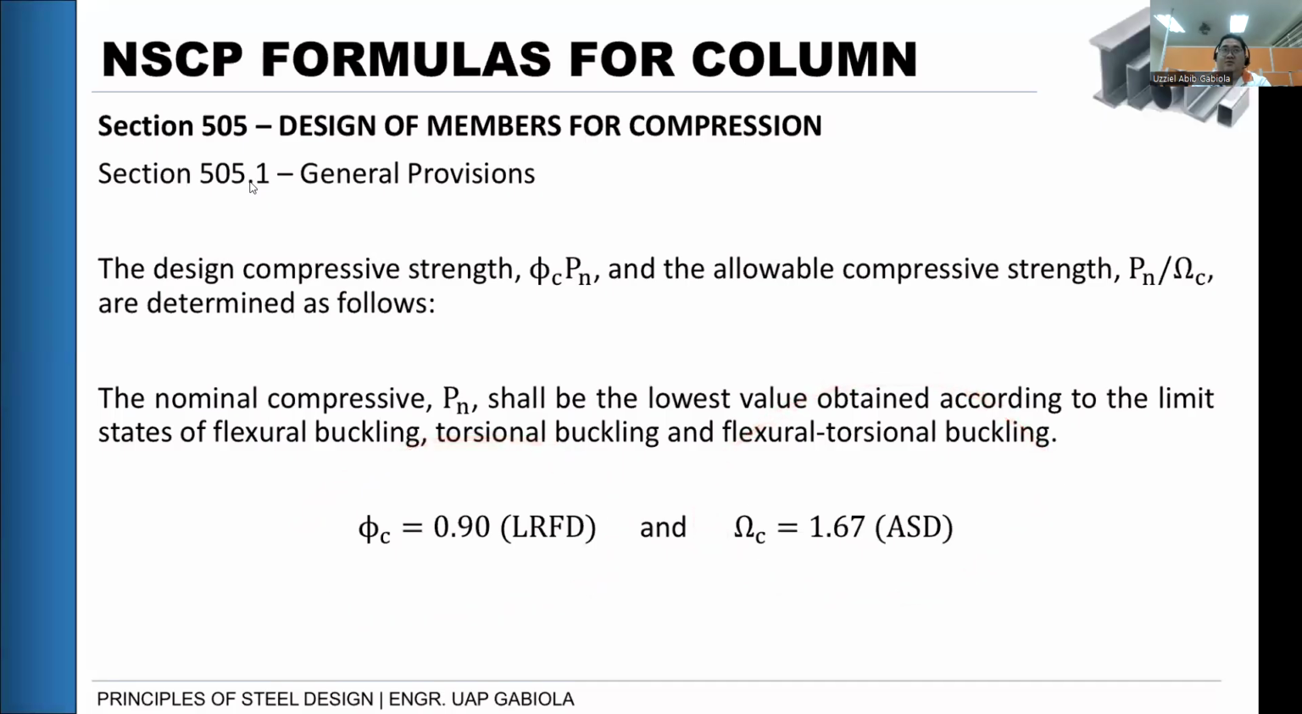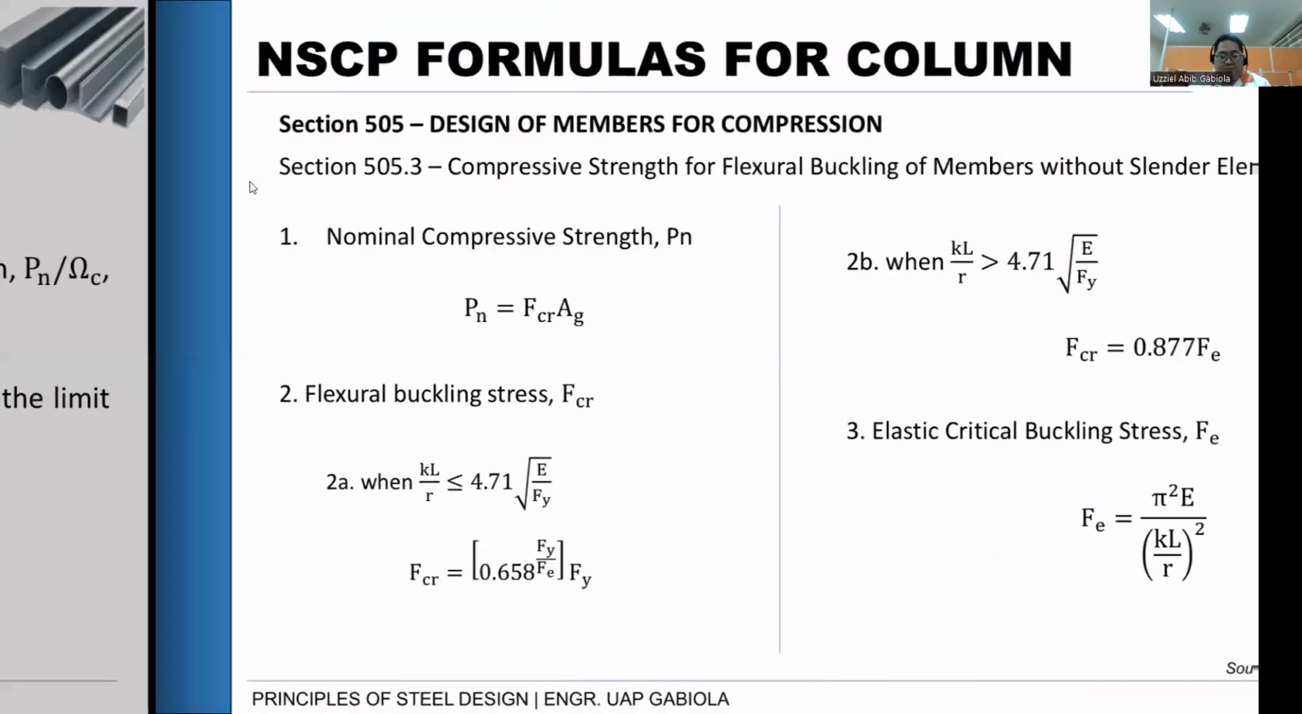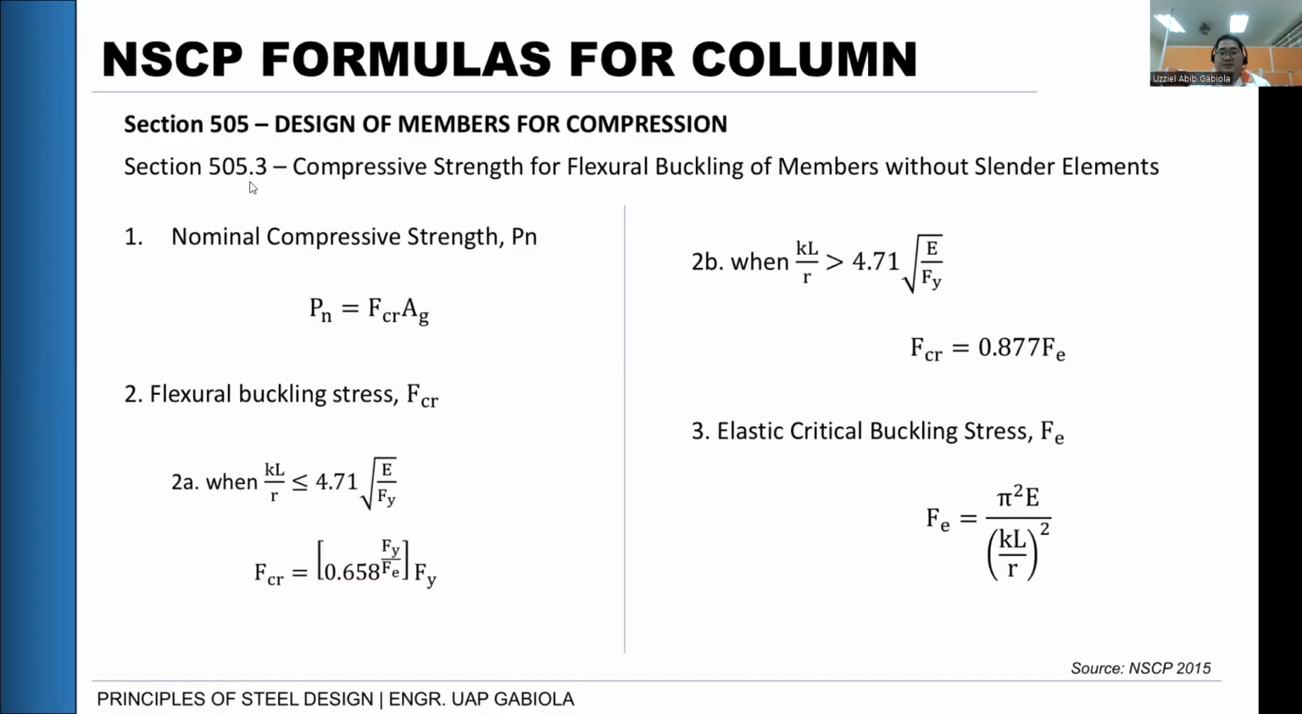So it is the same as the yielding, or cross-section yielding, for tension members. Here is the formula. As you can see, formula number 2, for the flexural buckling stress, is what we will use for our capacity. This is the required capacity. What we need is the Fcr value.